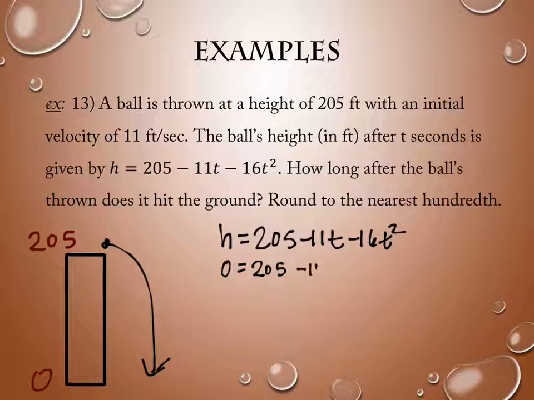Now, it's written in an order that we don't normally write our equations in when we're solving them. The order of exponents is sort of backwards. So if that bothers you, feel free to rewrite it. We can write it as negative 16t squared minus 11t plus 205. And we need to solve this.